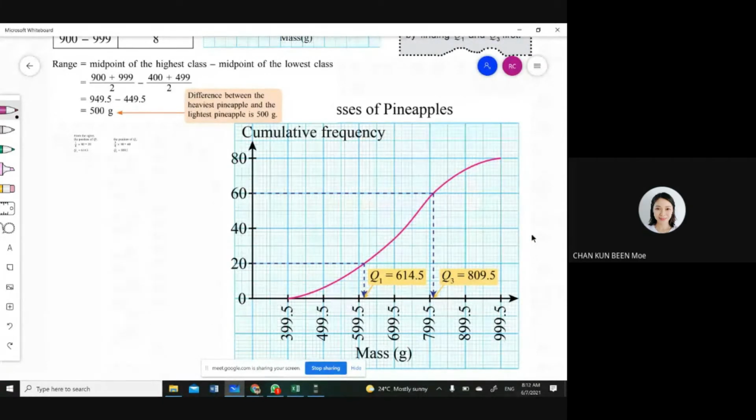Same thing goes for the third quartile. Sorry, you are going to use 3/4 times 80. So we are going to get 60. You move it to the right. So you get the third quartile at 809.5. Okay, so this is the working.